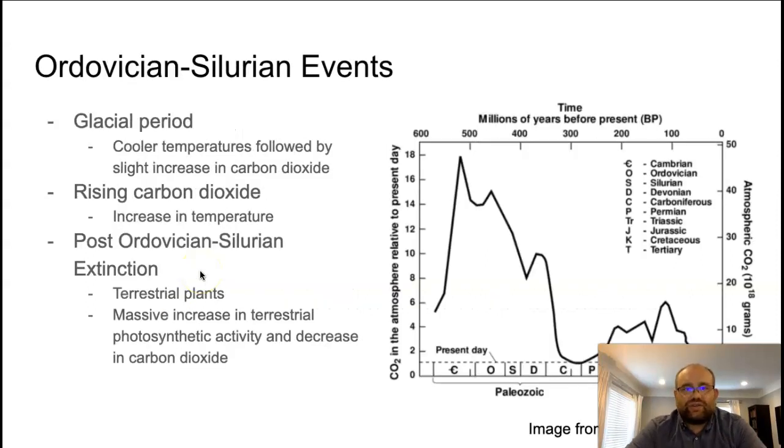Now, the Ordovician and Silurian event, something interesting happens here. We had a glacial period during that transition, and we see a general rising in carbon dioxide. So the temperatures got warm enough for photosynthetic activity to occur. This is also the time that terrestrial plants started to form globally. Terrestrial plants take up a lot of carbon dioxide, so we see a large decrease in atmospheric carbon dioxide concentrations because of all of those terrestrial plants taking in the carbon dioxide through their photosynthetic activity.